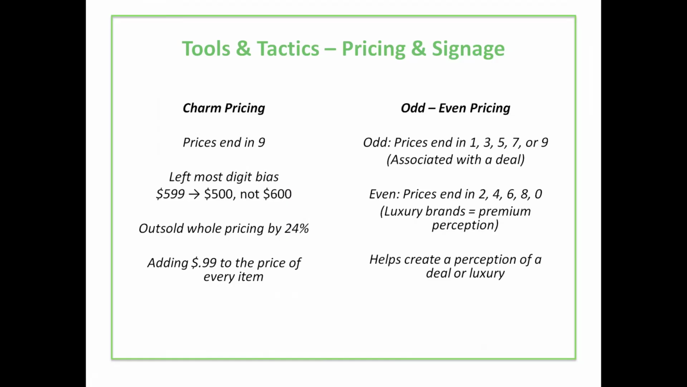So food for thought there. Now, the other type of pricing that's relevant for us to talk about today is odd and even pricing. Odd prices end in odd numbers, 1, 3, 5, 7, and 9. They're often associated with a deal. Like I just said, 99 cents ends in a 9. Even prices ending in 2, 4, 6, 8, and 0 are often perceived to have premium associated with them.